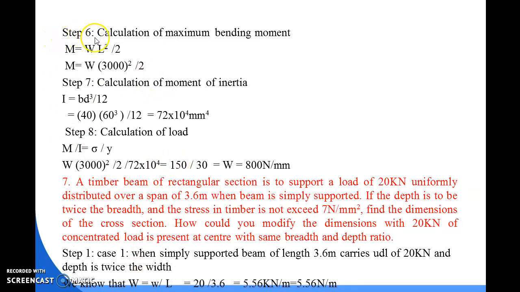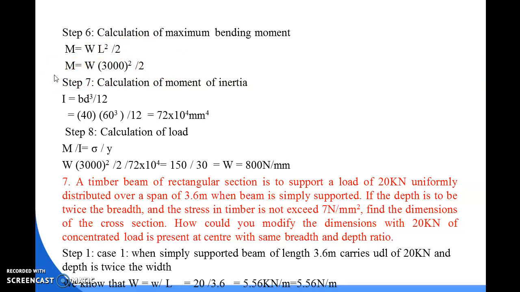Then in the next step, that is step 6, we can calculate the maximum bending moment value, as we know that it is a cantilever beam and the UDL is provided. Whenever a cantilever beam is subjected to UDL on the whole span, the maximum bending moment occurs at the fixed end of the beam, which is WL square by 2. Hence we know the value of L, so we can put the value of L here. So W into 3000 square divided by 2. So this is your maximum bending moment.